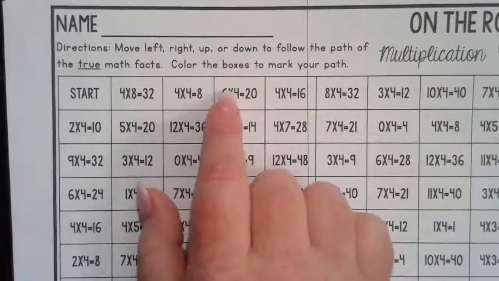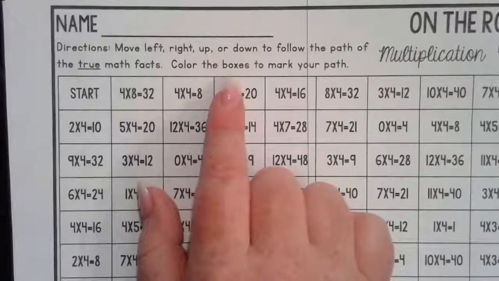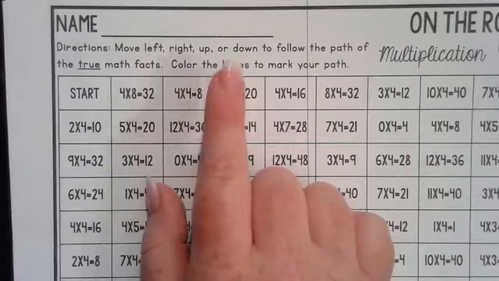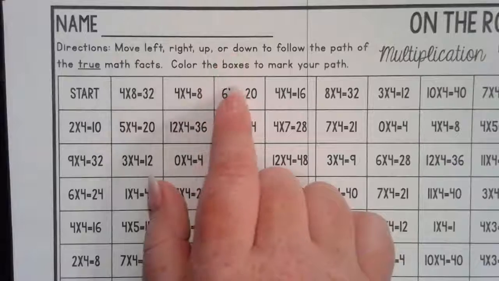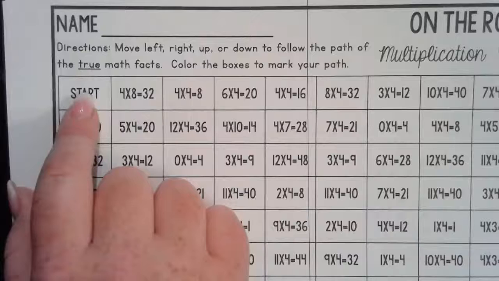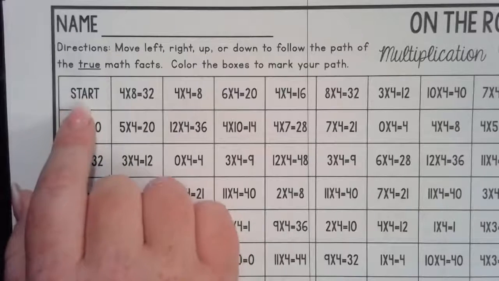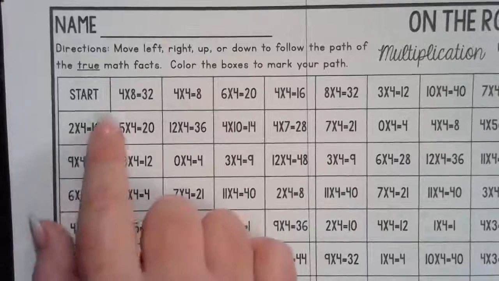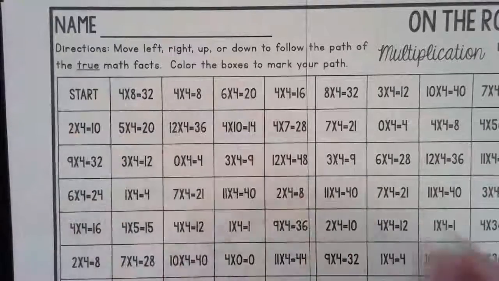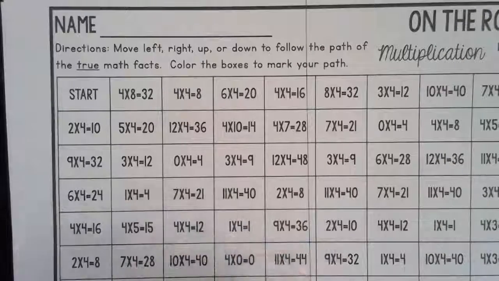Now the crayons and colored pencils are at the front of the room. Please don't put the colored pencils in my pencil sharpener. You really just need 1 crayon. You're going to start at start, and you are going to move up, down, left, or right to the true facts. Please don't just fill in randomly. I want you to follow the maze. We're going to play the game.